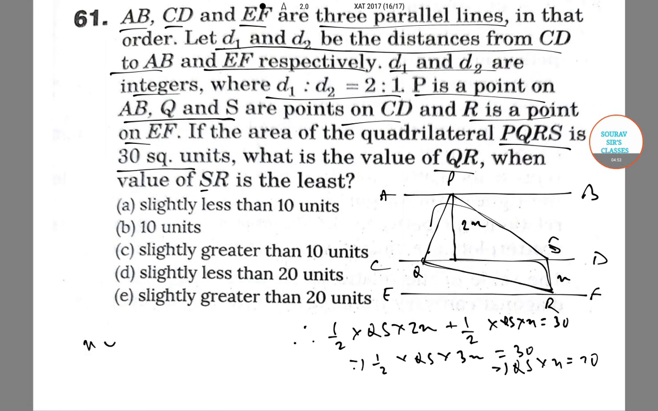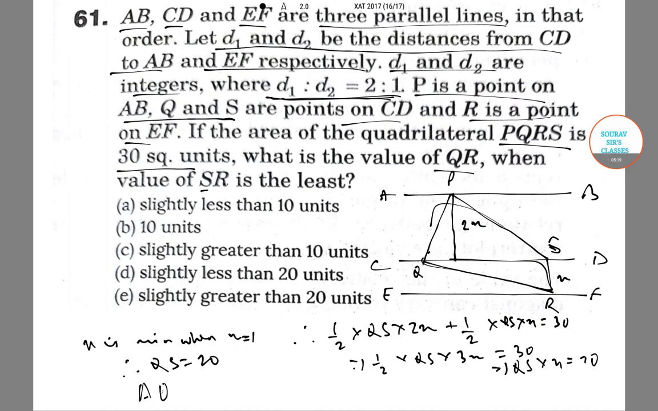Now x is minimum when x is equal to 1, since the ratio of D1 is to D2 is 2 is to 1. Therefore, QS is equal to 20.